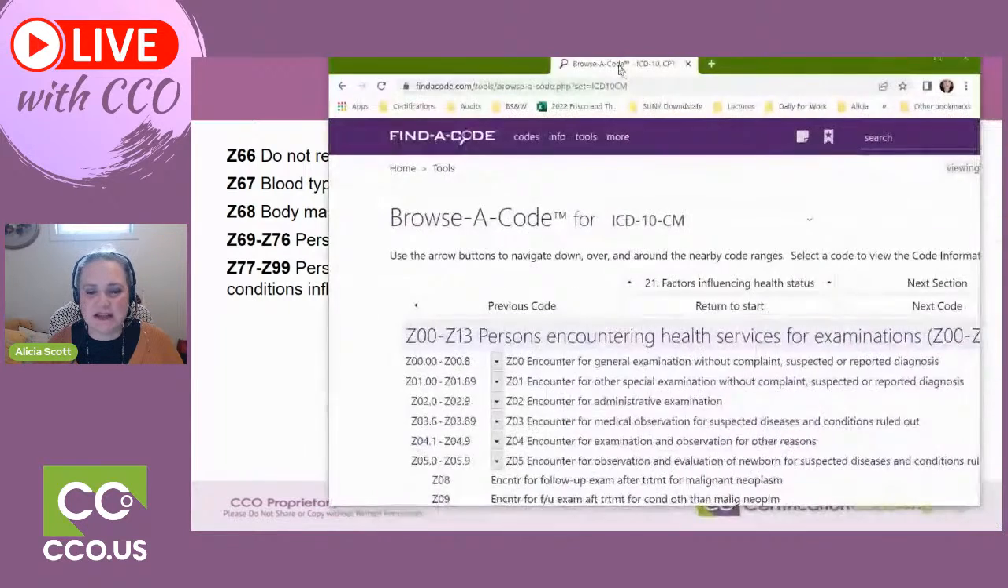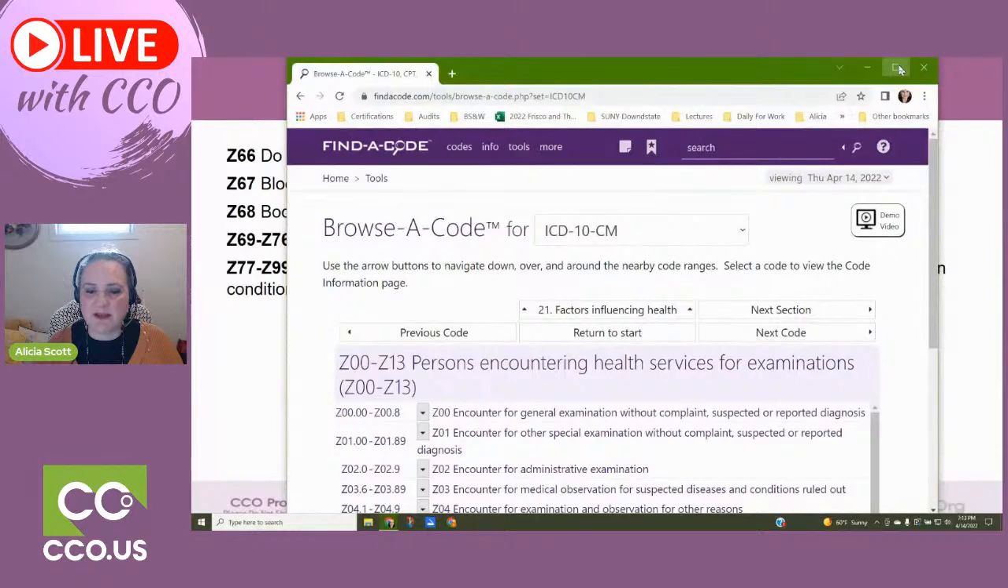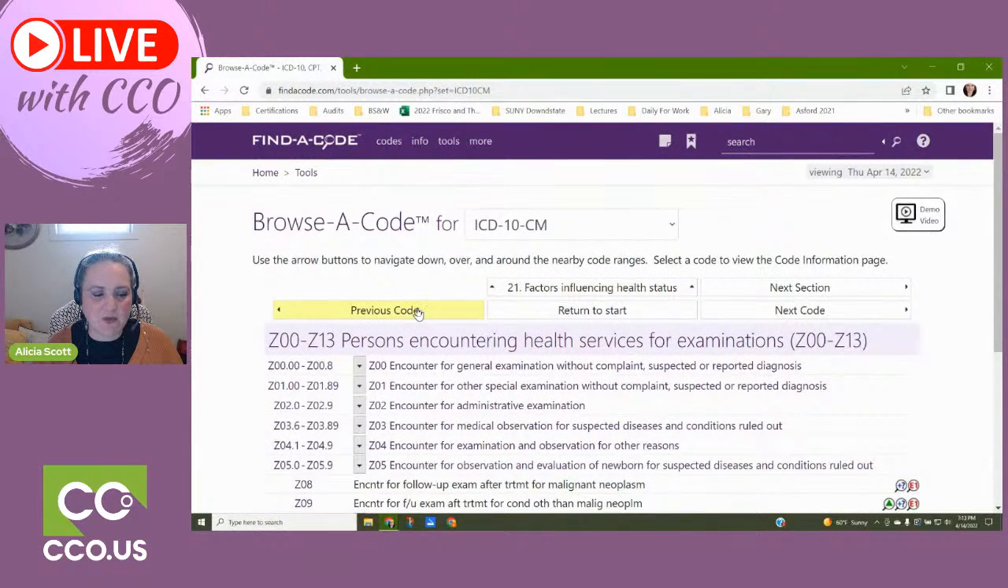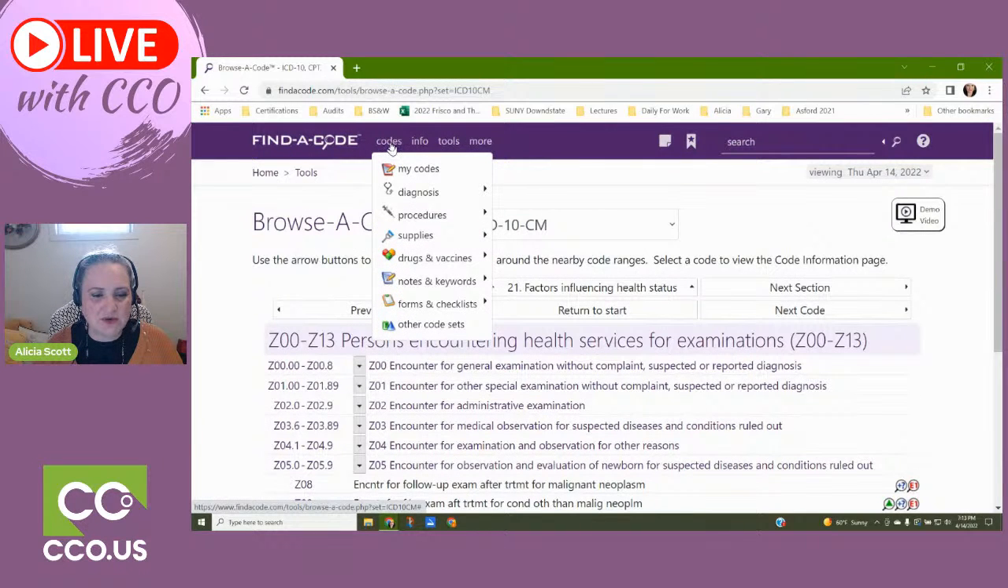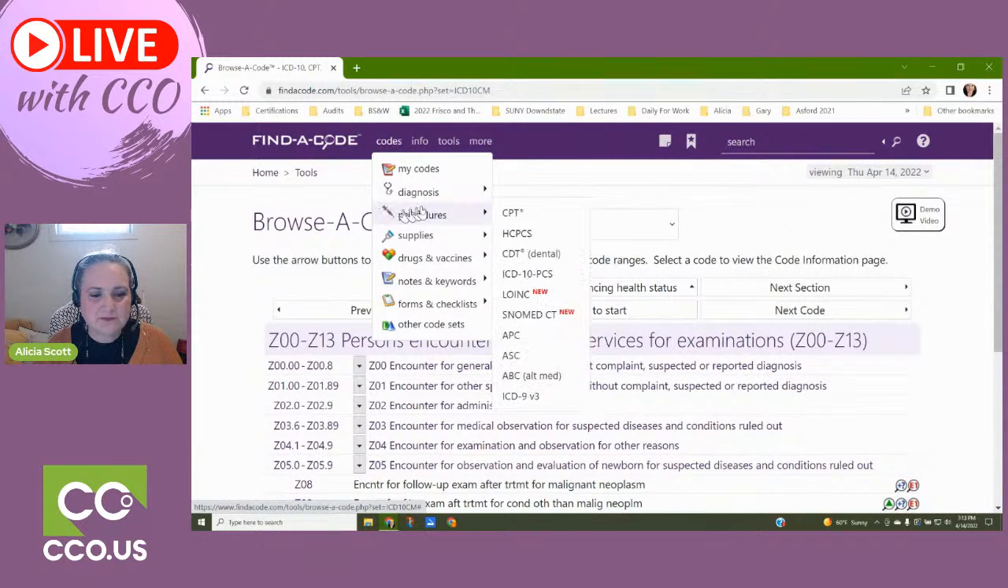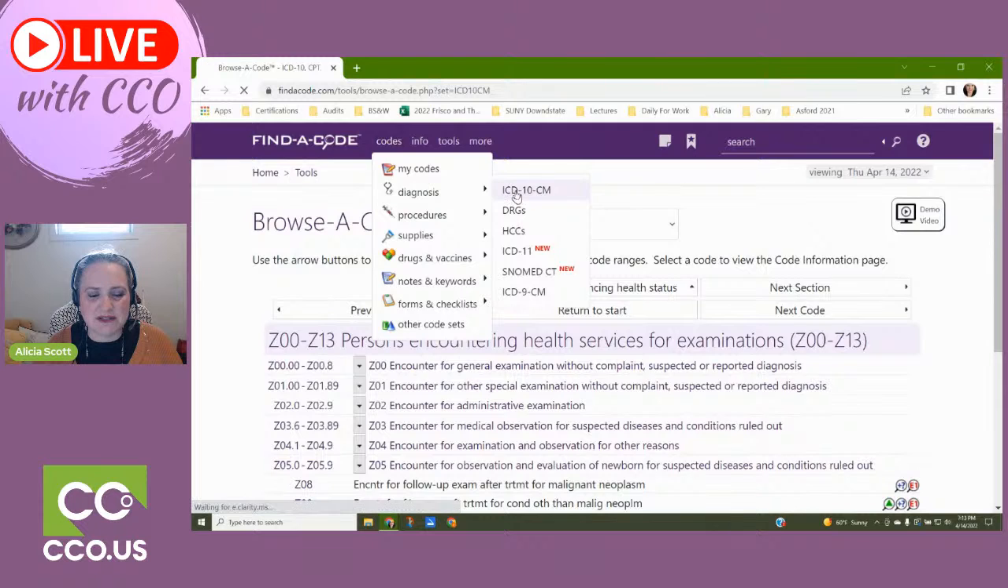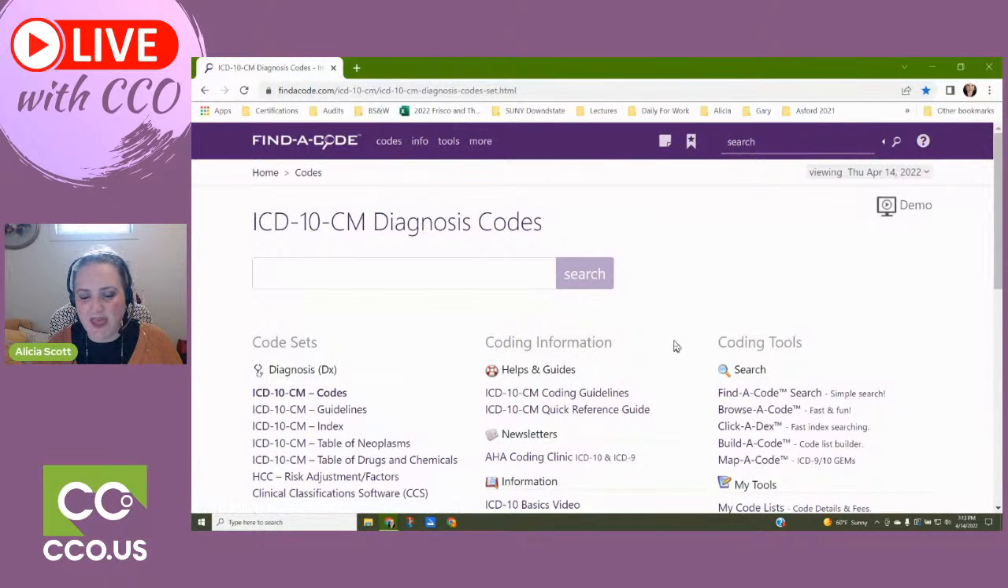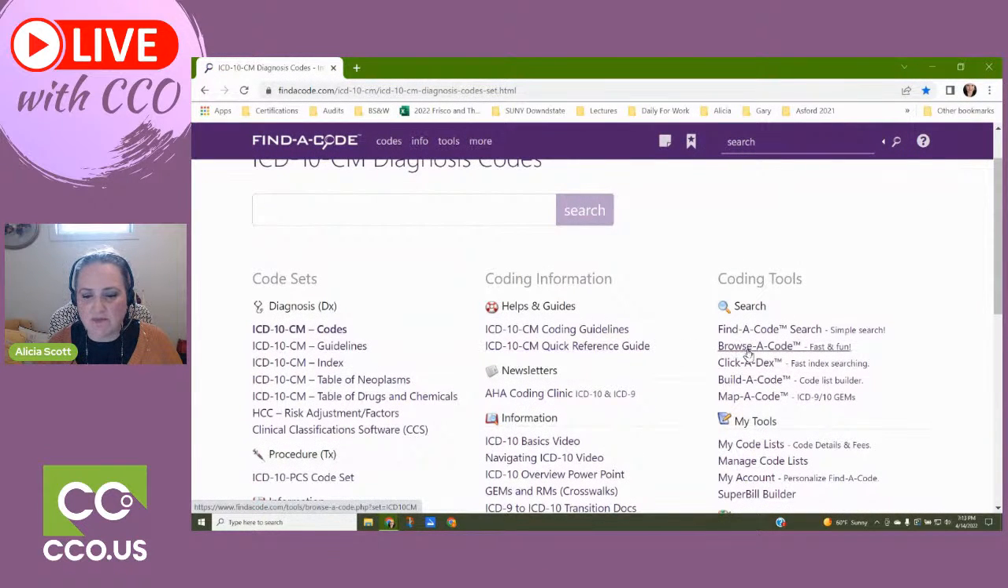So, what I did was I opened up my Find a Code and I went ahead and just went into browse a code. I'm going to show you how to get there. So you would go into codes, go into the diagnoses. Oh, okay. And then look over here, browse a code and see how it says fast and fun.